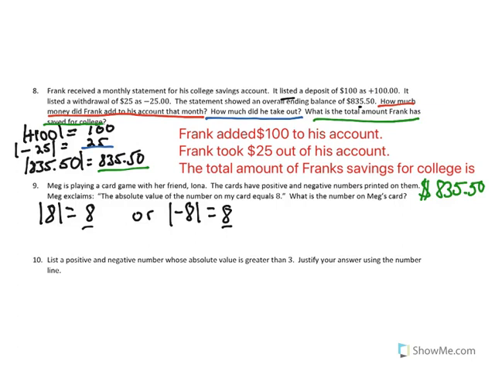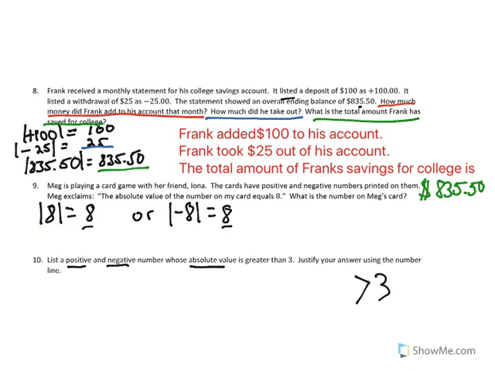Okay. 10 says, list a positive and negative number whose absolute value is greater than 3. And then justify your answer using the number line. Well, let's make this one really good. Let's make this one that's going to blow your mind. We're going to list a positive and a negative number where the absolute value is greater than 3. So our number has to be greater than 3. Notice that it's pointing to the smaller number. If we're using an absolute value, let's start with a positive number, because we know that one pretty easy.